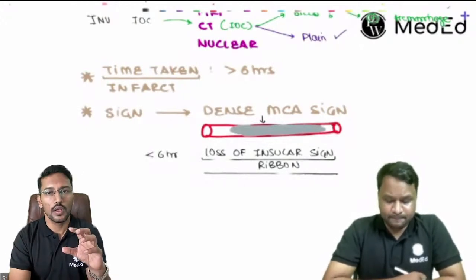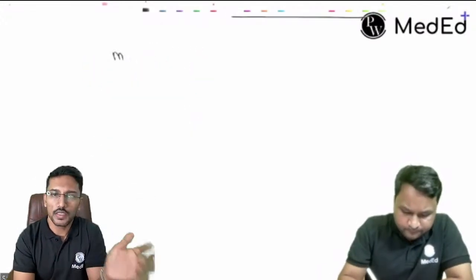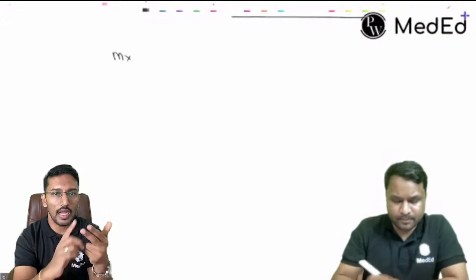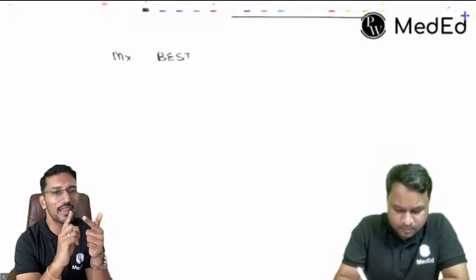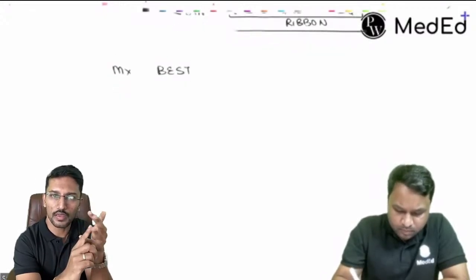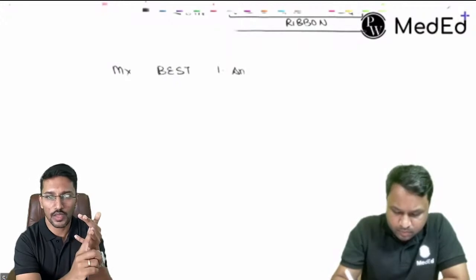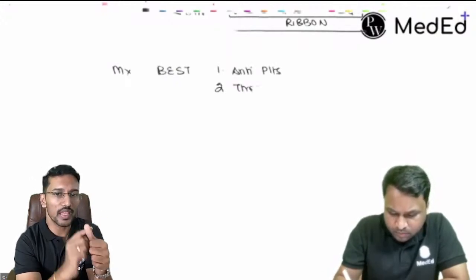So what is the best management strategy available for any patient with acute ischemic stroke? I will give you 3 approaches which are possible. Number 1, you can think of giving antiplatelets. Number 2, you can think of giving thrombolytic agents or thrombolysis. And number 3, there is an evolved technique called mechanical thrombectomy.